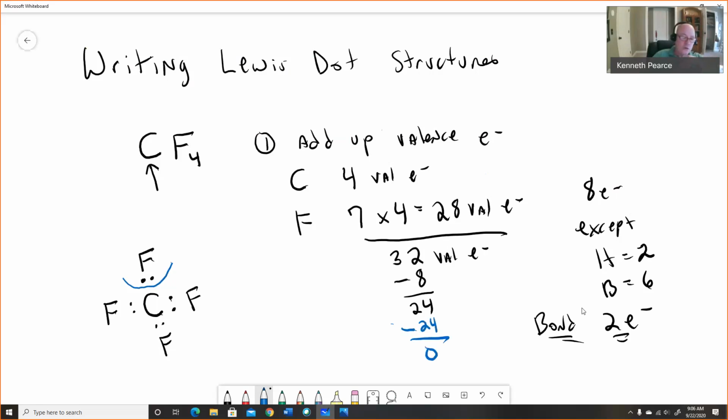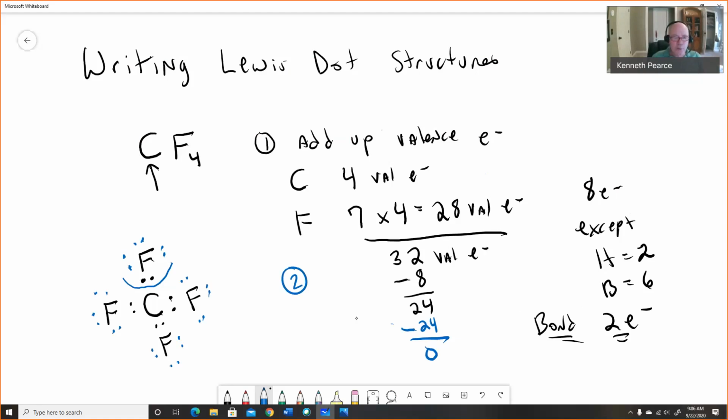And so I go 2, 4, 6 on that fluorine, 2, 4, 6 on that fluorine, 2, 4, 6 on that fluorine. And the final fluorine, we put down 6 more, and that gives me 24 electrons that I just put down. And we go ahead and subtract them off, and we're left with 0. Now, the next step, and that was step number 2, is we'll go ahead and do that.